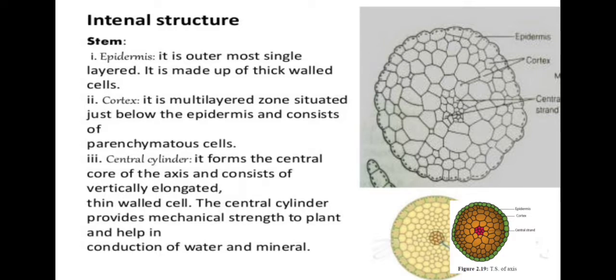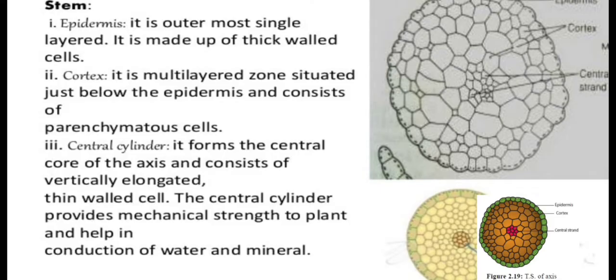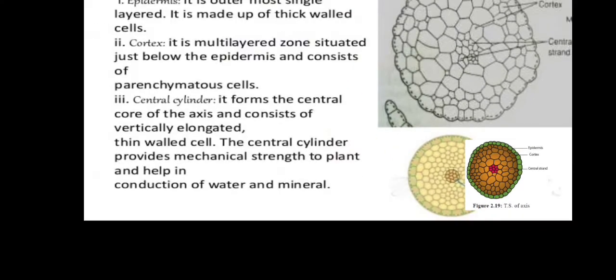Then is cortical central cylinder as you can see in this image. Central cylinder, it forms the central core of the axis and consists of vertically elongated thin walled cell. The central cylinder provide mechanical strength to the plant and help in conduction of water and mineral. So students, there are three zones: epidermis which are represented by green colored cell, then is cortex that is multi-layered, and the central strand which perform the function of conduction, and it is represented by the red colored cells.